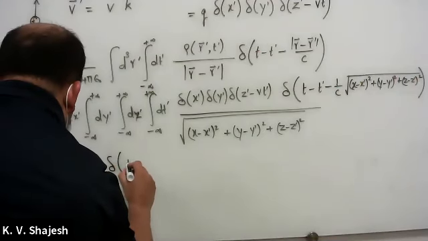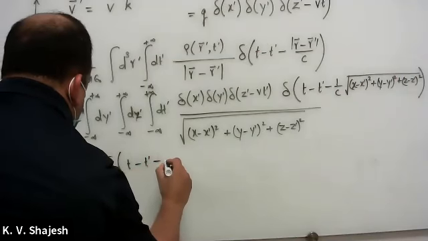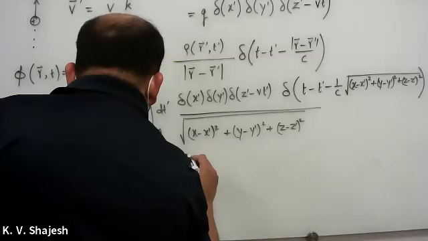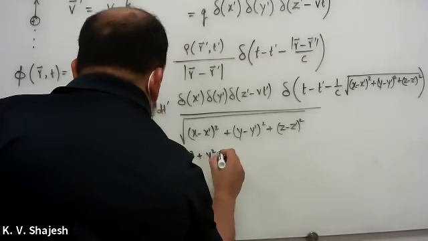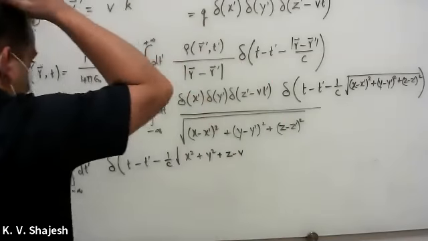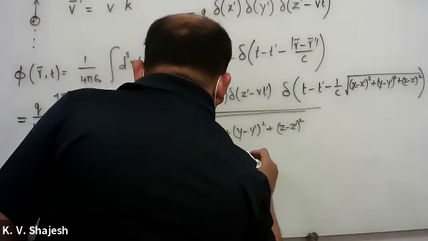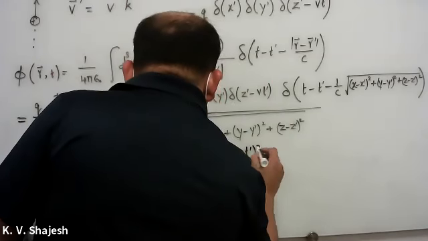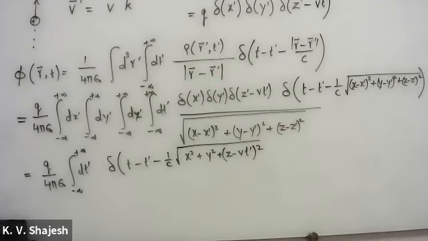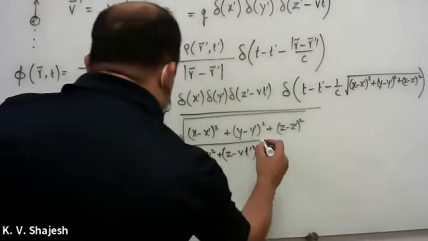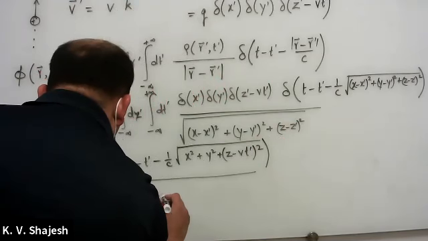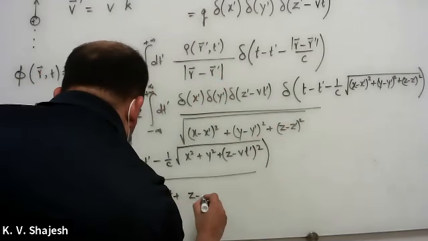And you have delta of t minus t prime minus 1 over c times the square root of x squared plus y squared plus z minus v... z prime gets replaced with v times t prime, divided by the square root of x squared plus y squared plus z minus vt prime squared.